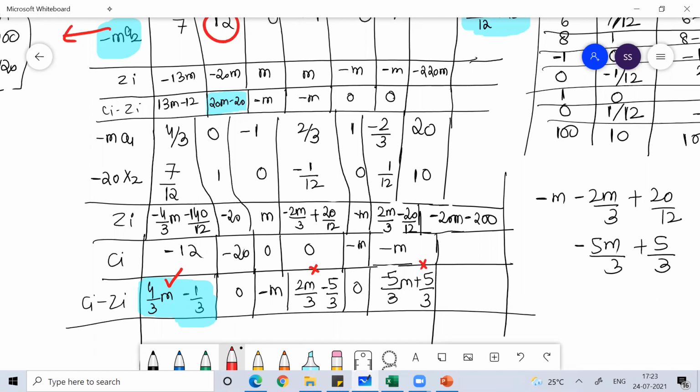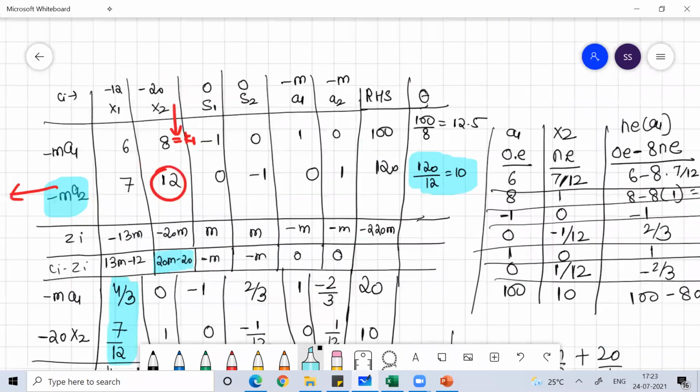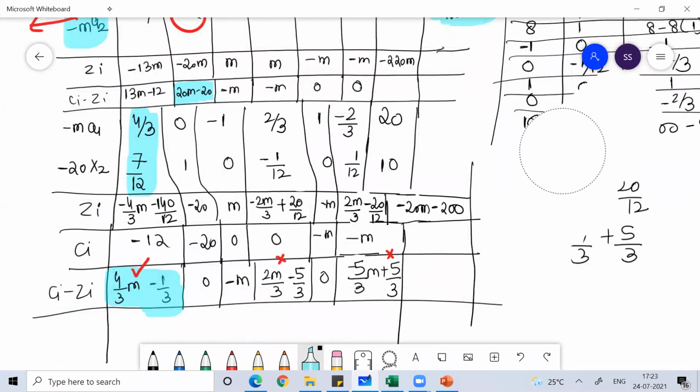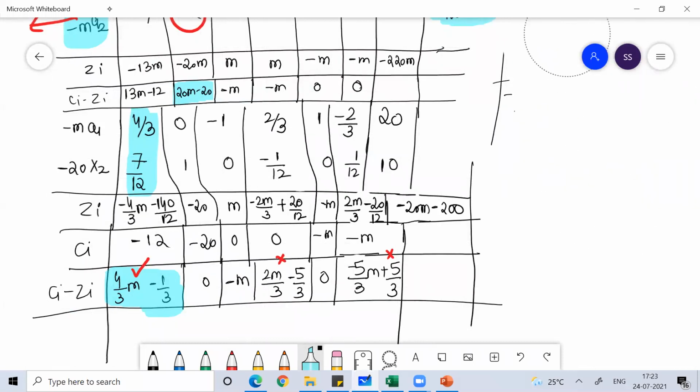So out of all Ci minus Zi, see the bigger value. This is the bigger value. Now, if this is the bigger value, this value corresponds to what? This value corresponds to x1. It means x1 is going to enter into the solution. You are sure that x1 will enter into the solution. So for that, find the theta.